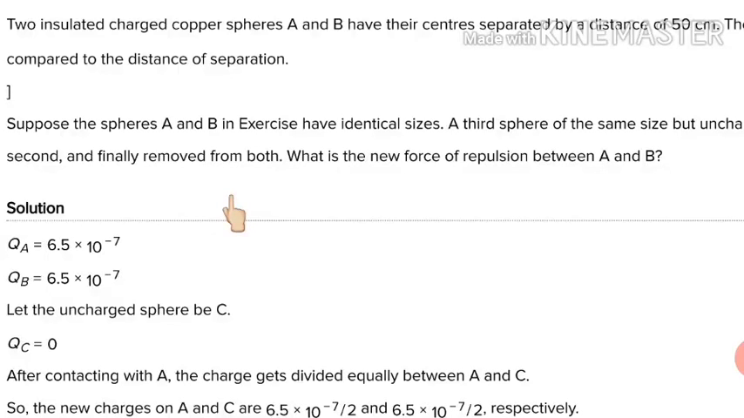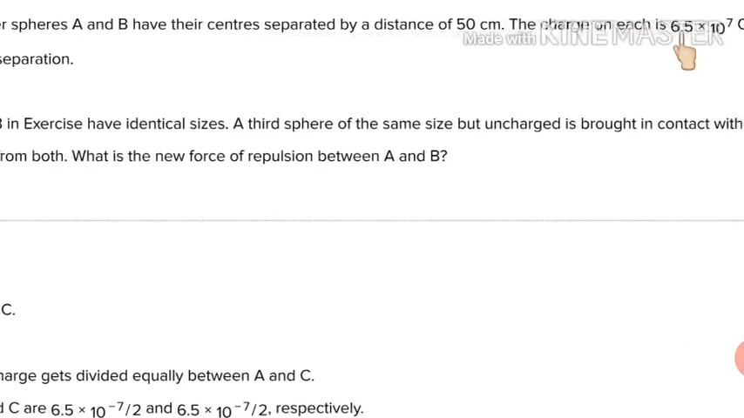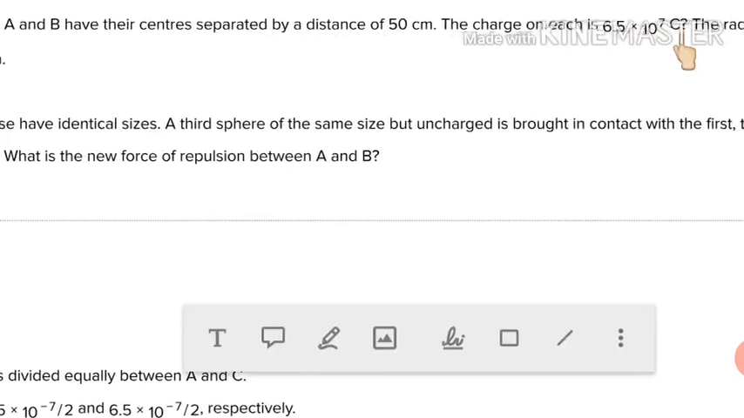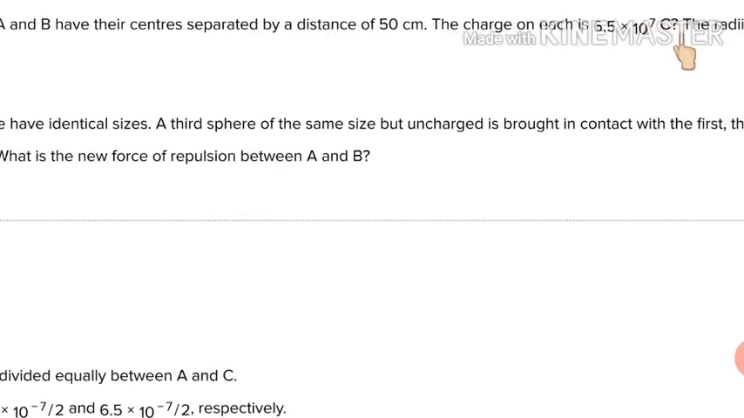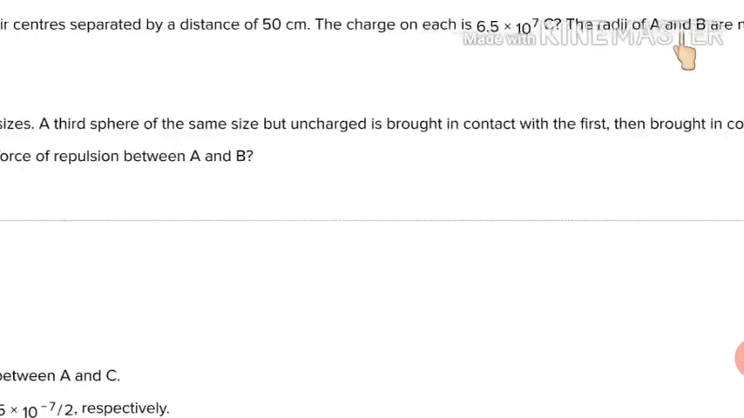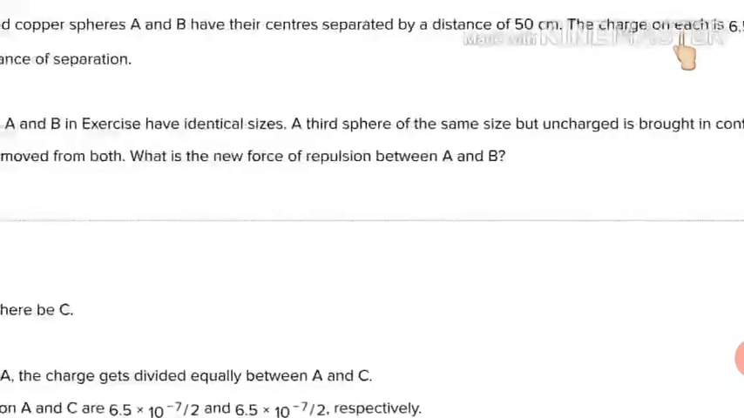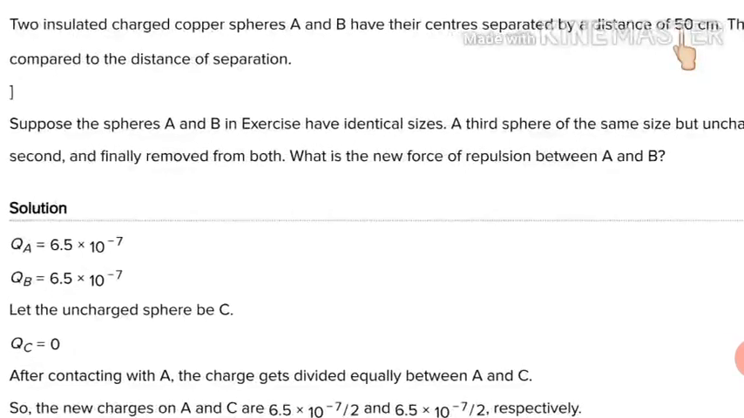Next question is, two insulated charged copper spheres A and B have their centers separated by a distance of 50 cm. So the distance between them is given. The charge on each is 6.5 into 10 to the power 7 coulomb. So again, the magnitude of their charge is given. The radii of A and B are negligibly small as compared to the distance of separation.